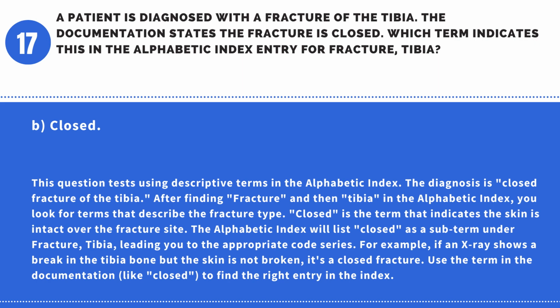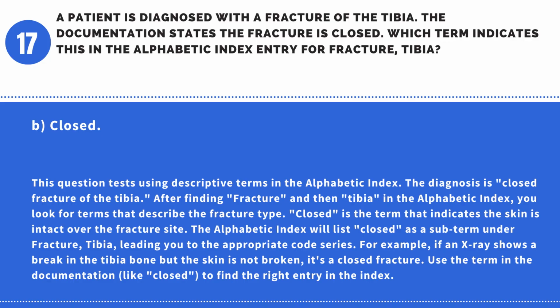Answer, B. Closed. This question tests using descriptive terms in the alphabetic index. The diagnosis is closed fracture of the tibia. After finding fracture and then tibia in the alphabetic index, you look for terms that describe the fracture type. Closed is the term that indicates the skin is intact over the fracture site.